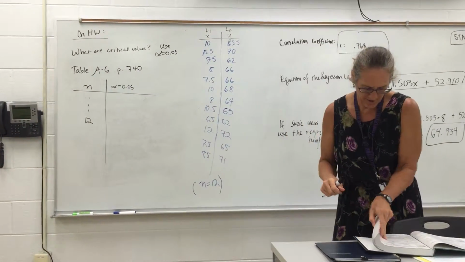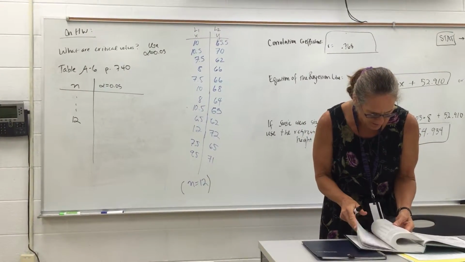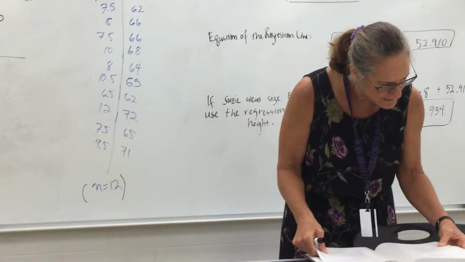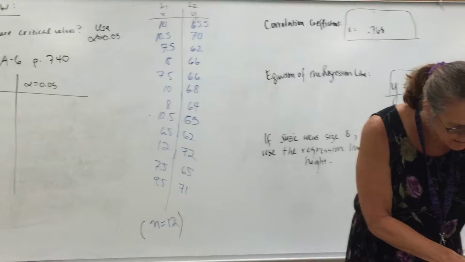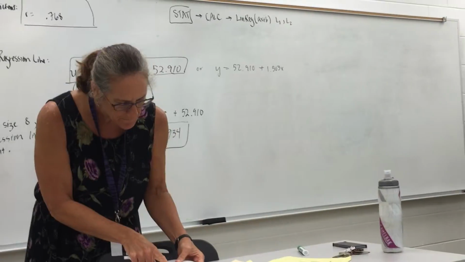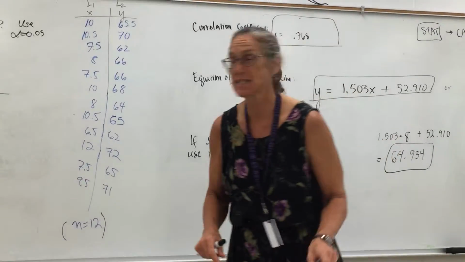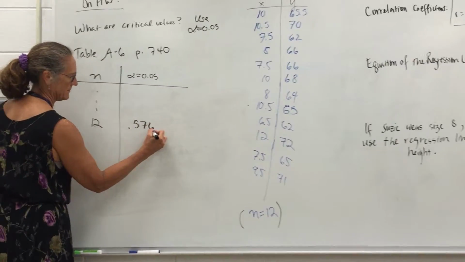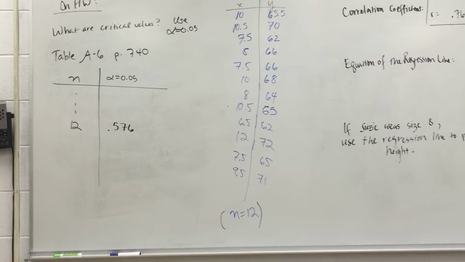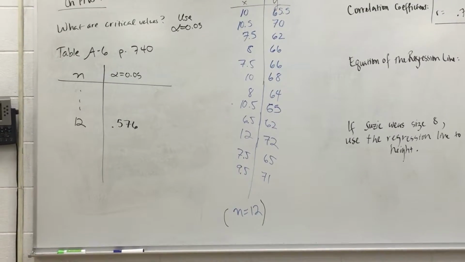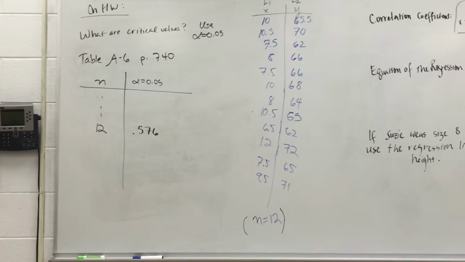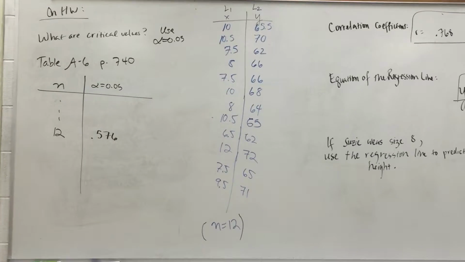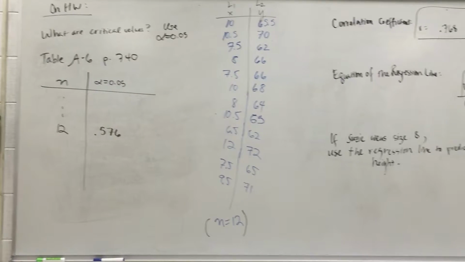And what is the value under 0.05? 0.576. You said 7, what page? 740. So right here, you go down. So there's the value for alpha equal 0.05 and there's the value for alpha equal 0.01.